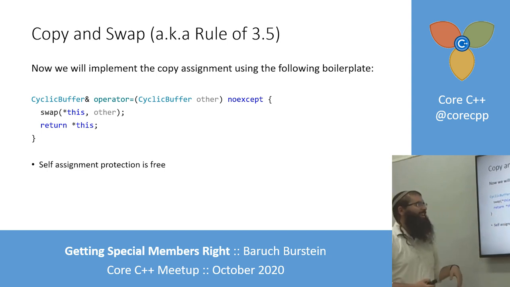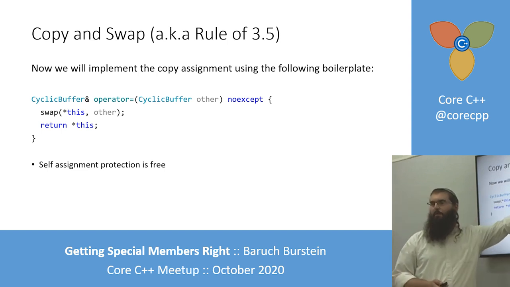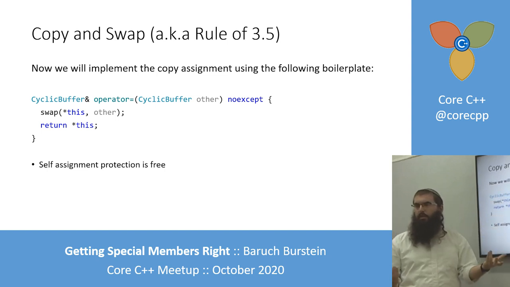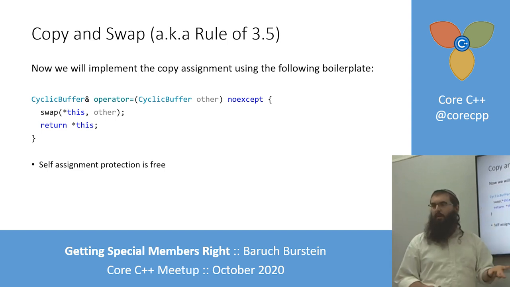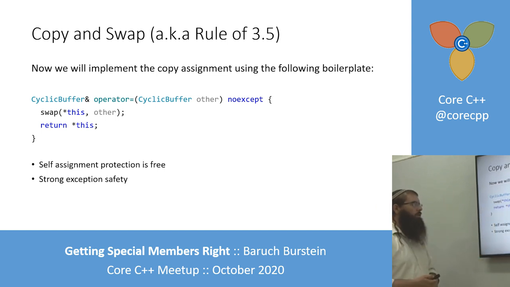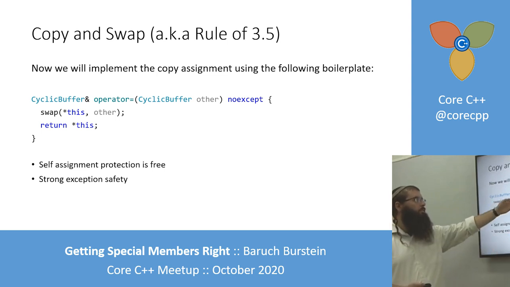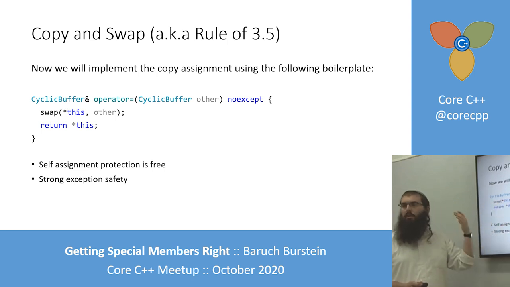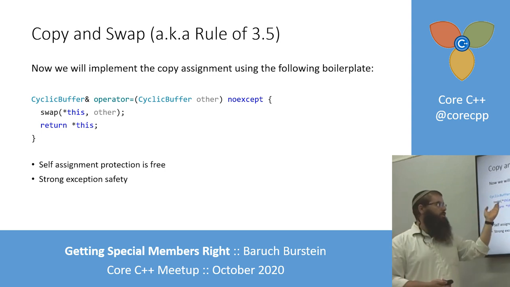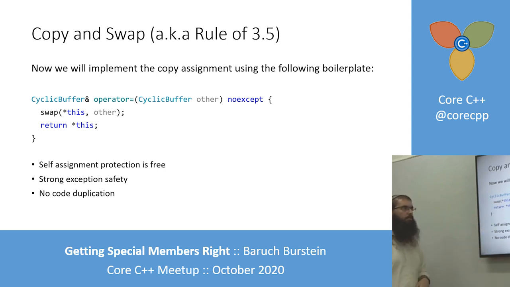Inline. We get self-assignment protection for free since we make a copy before swapping. Even if we do self-assignment, we will make a copy of the object, and we're swapping two separate objects, not the same object. But of course, if there's no self-assignment, we're not paying anything for it. Strong exception safety, since as we said, this is completely noexcept. All the allocations are done before changing this object at all, and the changing is noexcept, so we have strong exception safety, and there's no code duplication.